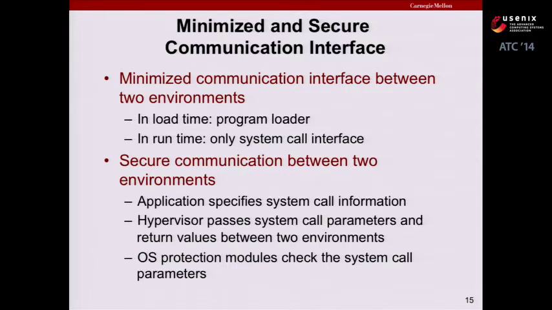First, the application specifies the system call information, including the system call number, parameters, parameter type, or parameter data. Then the hypervisor will pass the system call parameters and return values between the two environments. The OS protection module is going to check the system call information, including the system call number and parameters, and then only the legitimate parameters can be passed to the operating system.